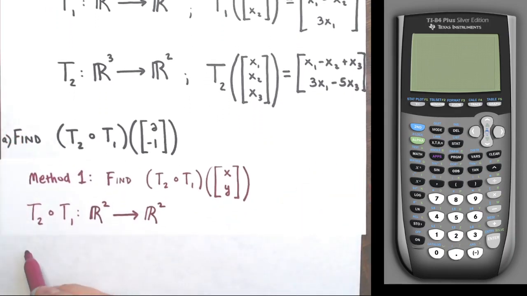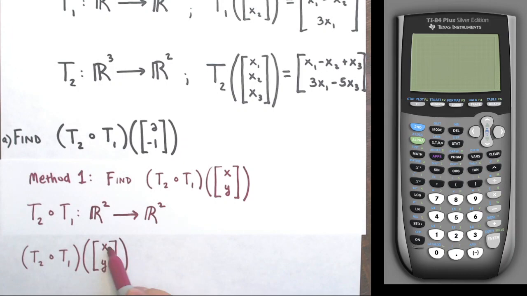And here's how it looks, right? So I would take T2 composed with T1, and again, I'm just starting off with some vector from R2 general, say xy, or you could call it x1, x2 if you want, a, b, whatever, as long as you have a vector with two generic components that represent real numbers.